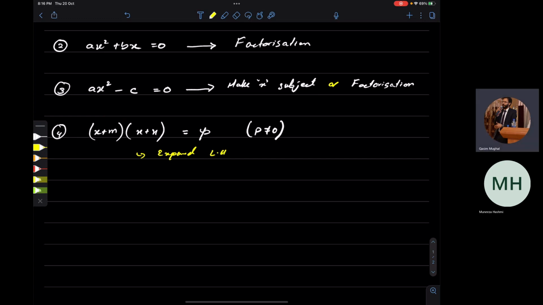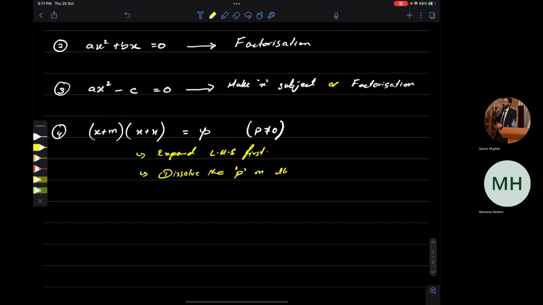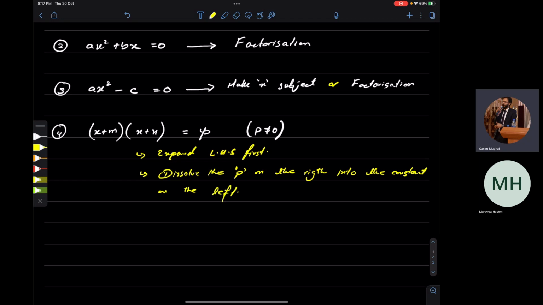For these types of questions, you will expand the left hand side first, and then dissolve the p on the right into the constant on the left. For example, after expanding this, you get something like x squared plus 2x plus 4, and the number over here is 3. The p on the right is 3. So you've done the first step, that you have expanded the left-hand side.